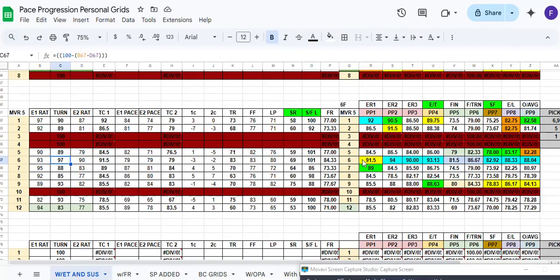So what's that telling me? Based on my grid, I foresee the 6 horse having the lead at the top of the stretch, potentially. All right. Now from there, I look at the ability to sustain.